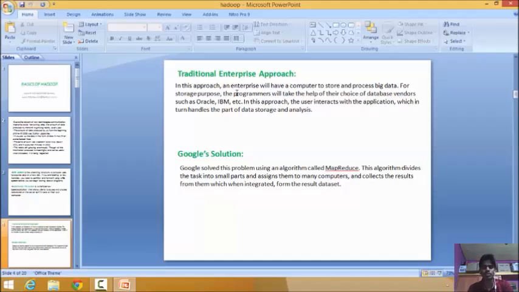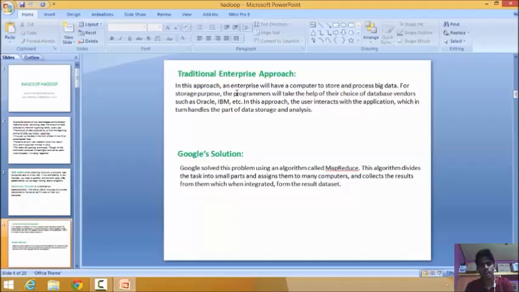Now let us come to Google's system. What has Google found? Google has found a solution for this. They developed an algorithm called MapReduce. Map and reduce are two different functionalities. Let us not go into detail here; we will discuss this in the future. Just remember the word MapReduce. Google uses this concept to solve the big data problem. What this algorithm does is it divides the task into smaller parts and assigns them to many computers.